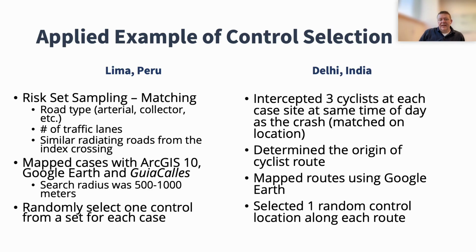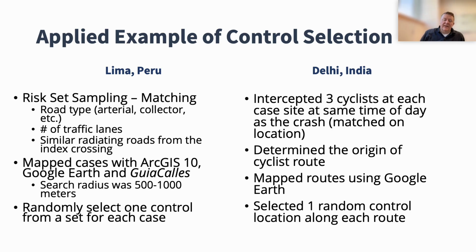So an example of our two studies: in the Lima, Peru case, in both cases we did some matching. In the Lima, Peru study, we explicitly used matching as a risk set sampling, where we had a defined set of roads that were the same road type, the same number of lanes, some are radiating roads, and a search radius within 500 to 1,000 meters of that location to identify that risk set for each case. And then randomly selected one control from those because of the cost of in-person visits to those locations.